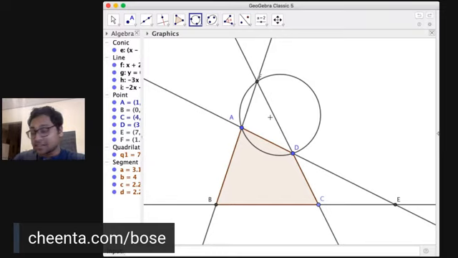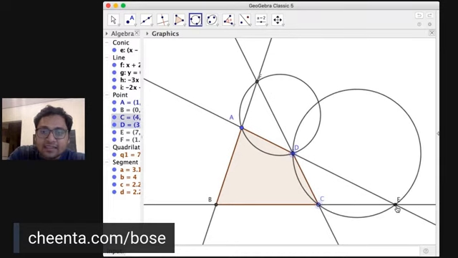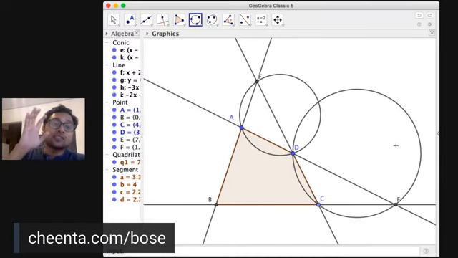Remember, that was the first circle that we were interested in. And let's draw the second circle, DCE. So these were the two circles that we were interested in. Okay, so that's great.